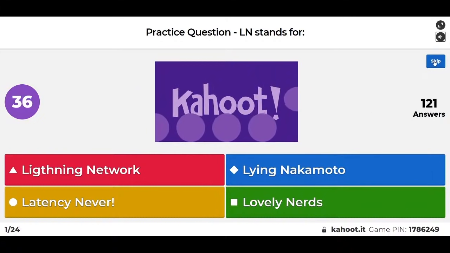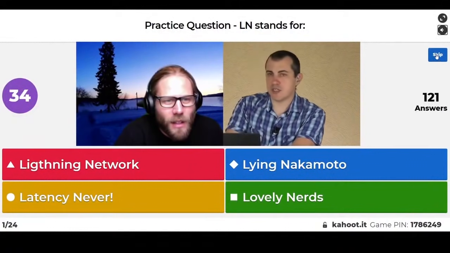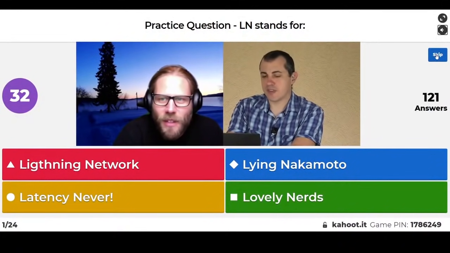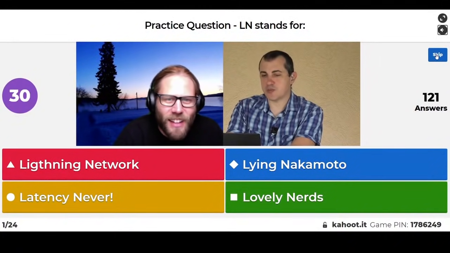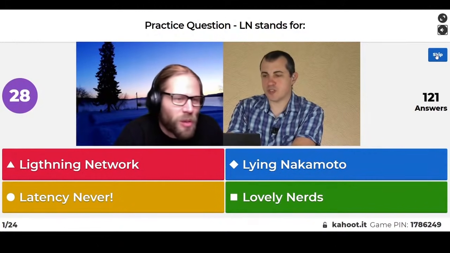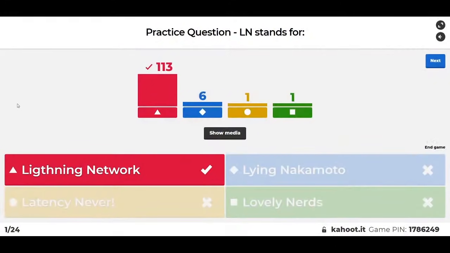So I'm ready to skip this question. Are you ready to skip this question, René? Is everybody ready to go to some real questions? The next ones are timed. What we see is 113 correct answers. Six people picked Lying Nakamoto as the name of LN, one Latency Never, and one Lovely Nerds. And so that's how Kahoot works, and we are ready to go.